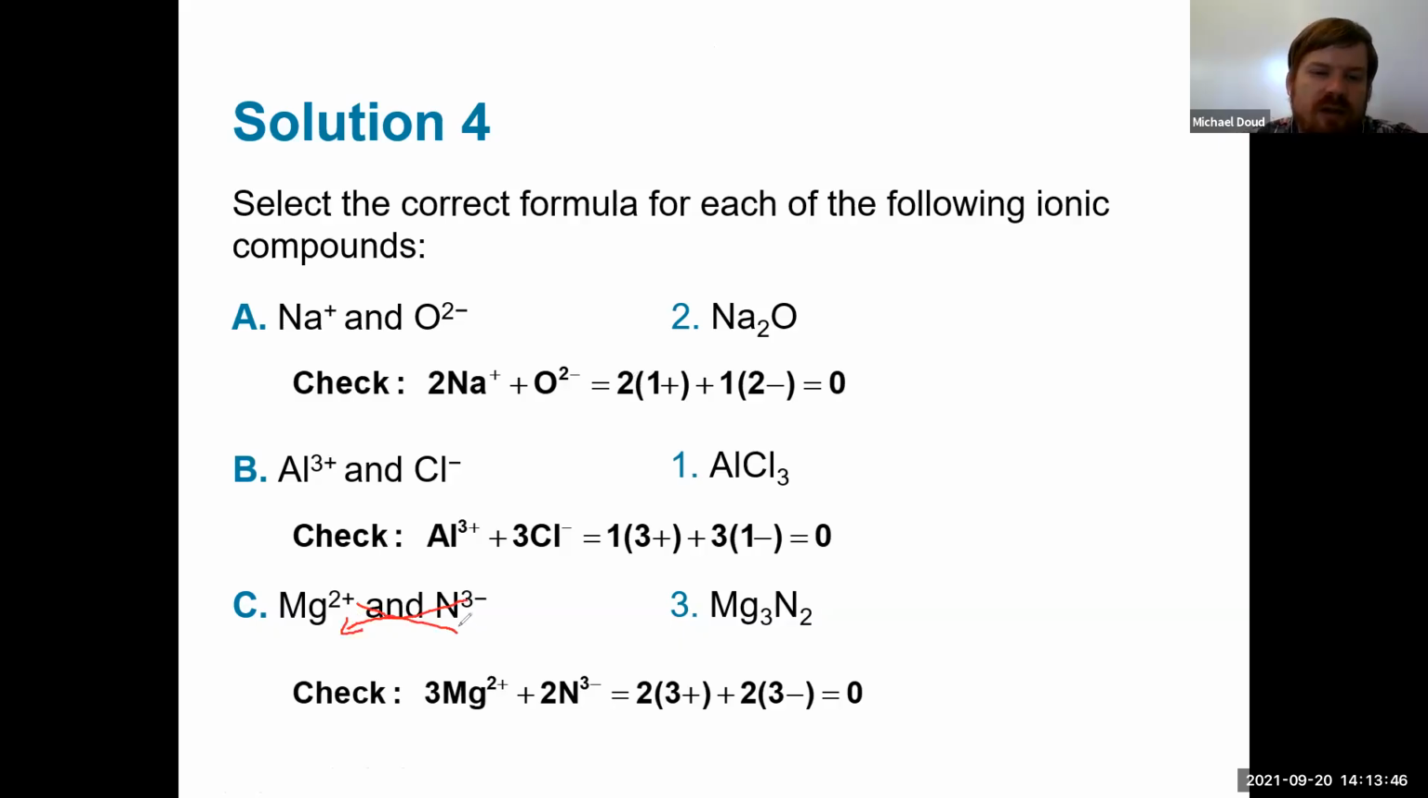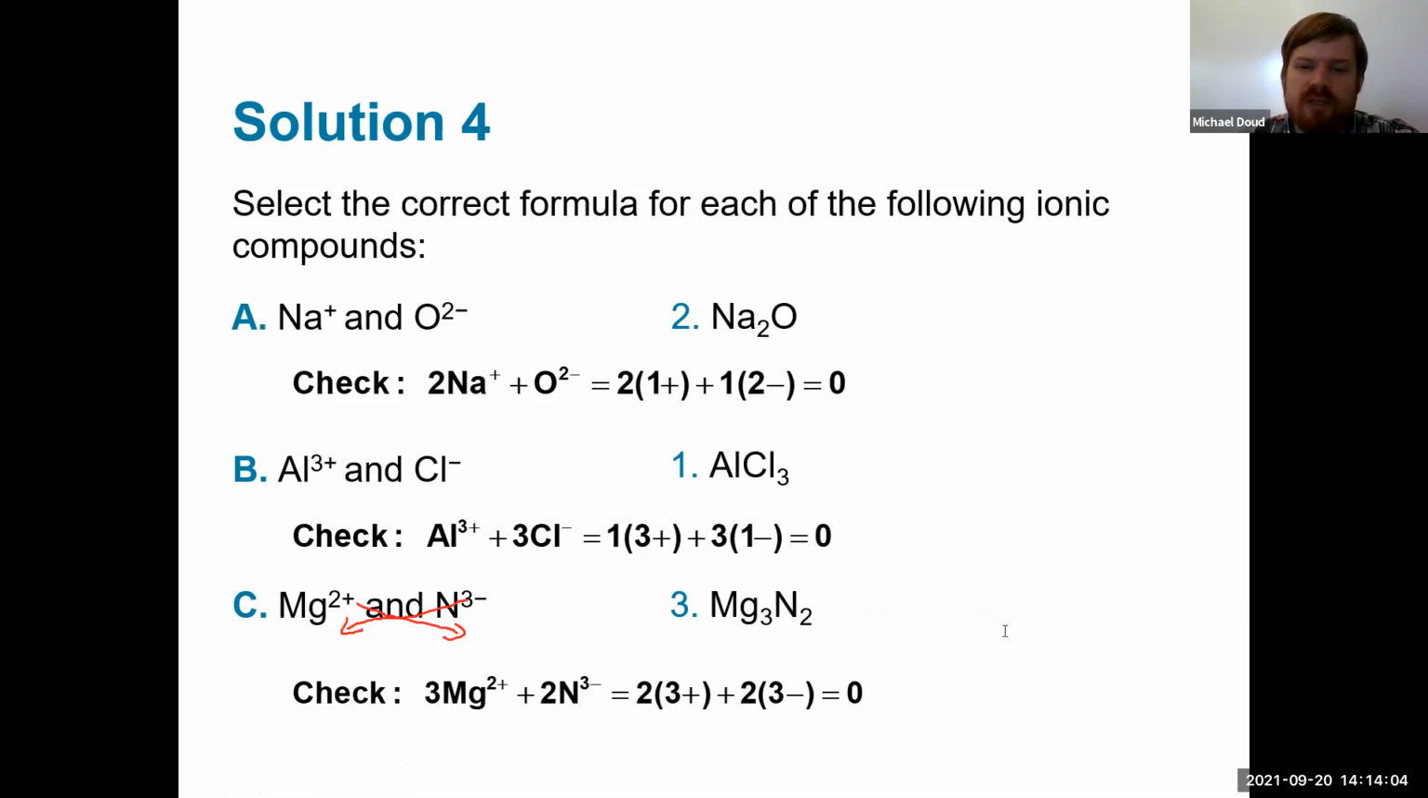The crossover method looks like this. If you take the charges and switch them, so this becomes Mg3 and N2. So the 2 plus comes over here, 3 minus goes over here. That will balance your charges for sure. You'll have a balanced charge no matter what, Mg3N2.